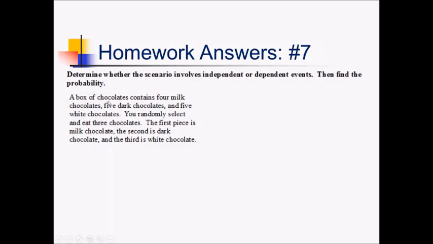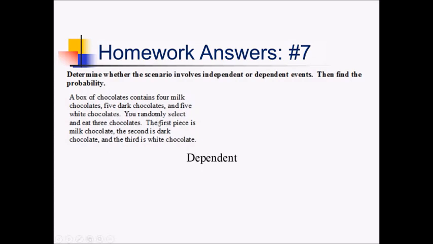On this one, we have a box of chocolates with 4 milk chocolates, 5 dark and 5 white. And then we randomly select and eat 3 chocolates. So we're talking about whether these are independent or dependent events first. If you're randomly selecting and eating 3 chocolates, well, you've heard the expression, you can't have your cake and eat it too. It applies to chocolate as well. If you're eating the chocolates, then you're not replacing them and choosing the same chocolate again. So these are very dependent events. The chocolate that you pick and eat the first time around is going to affect what you can pick and eat the second and the third times.